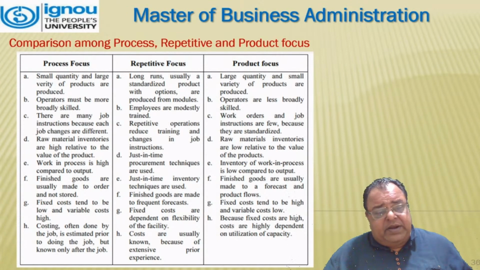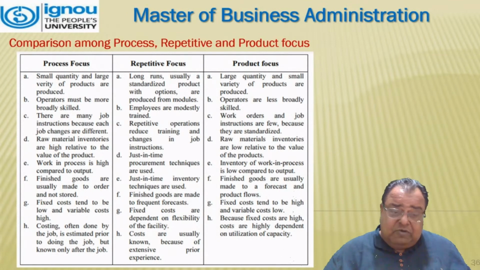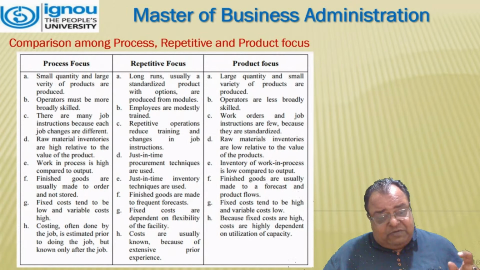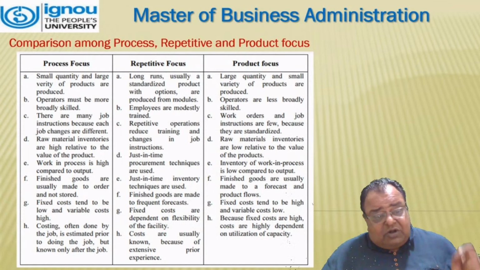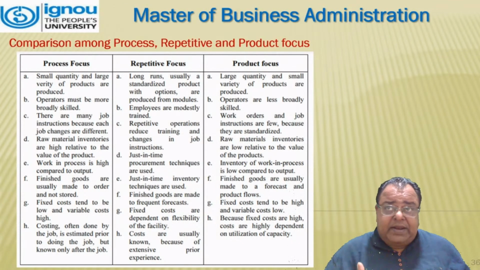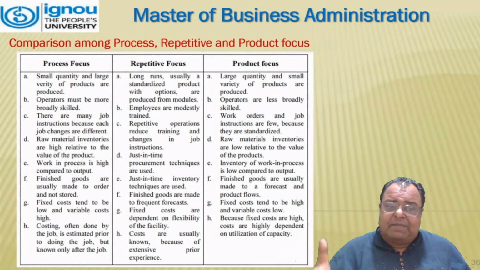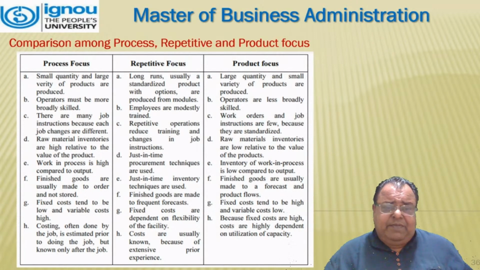Raw material inventories are high relative to the value of the product. Work in process is high as compared to the output. Finished goods are usually made to order and are not stored. Fixed costs tend to be low and variable costs are high. Costing, often done by the job, is estimated prior to doing the job, but known only after the job is completed.